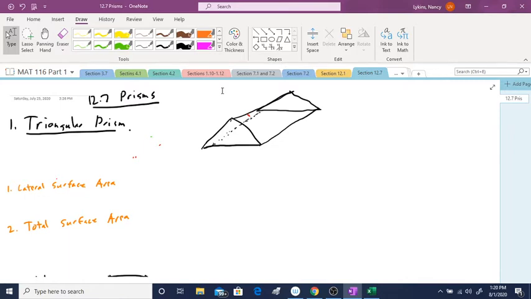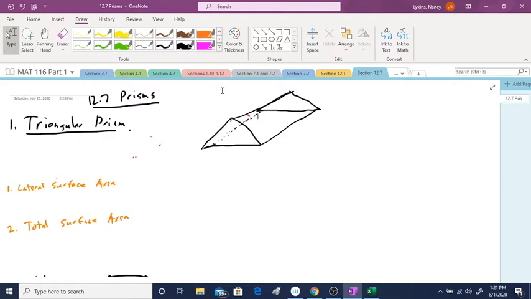So today, this is what we're going to be talking about in my Math 116 class. It's section 12.7, which deals with prisms. I want to deal with some prisms and also a cube, or what we've been accustomed to is the terminology associated with a cube as a box.